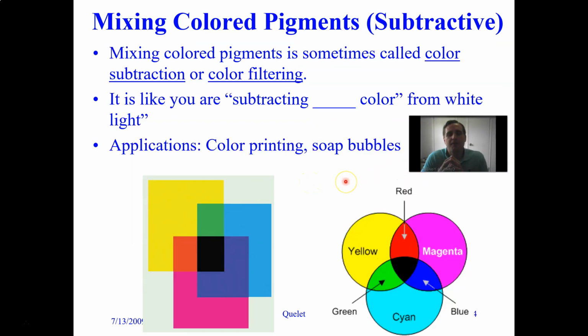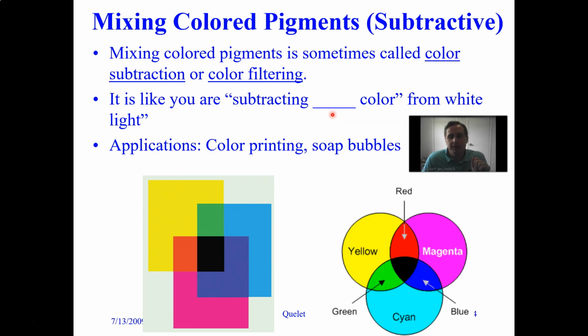Now I want to pose the following question. What if your canvas is white? So what if you are going to be performing color printing on white paper or soap bubbles, where the background is the white light of the sun? You want to use color subtraction, which is sometimes called color filtering. So in some sense, you're mixing colored pigments. So it's like you're subtracting whatever color from white.